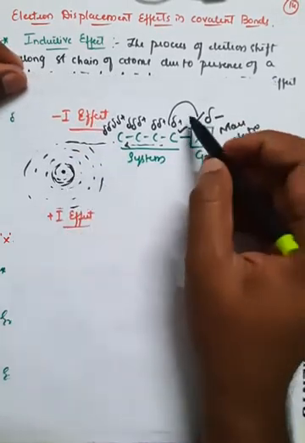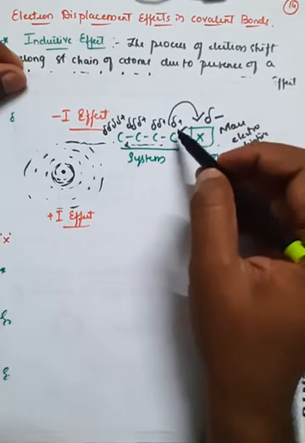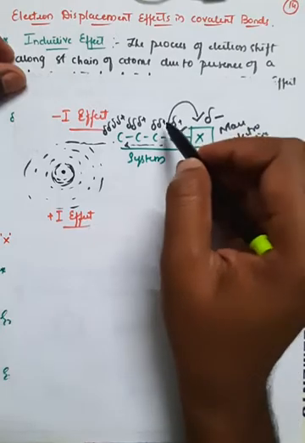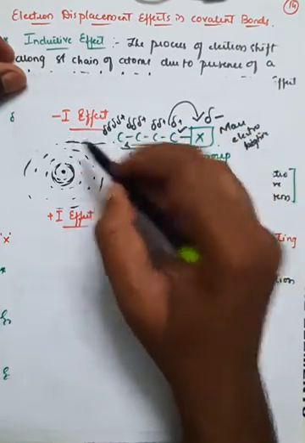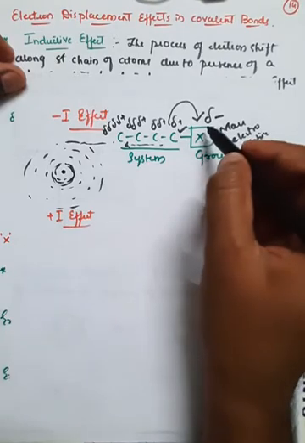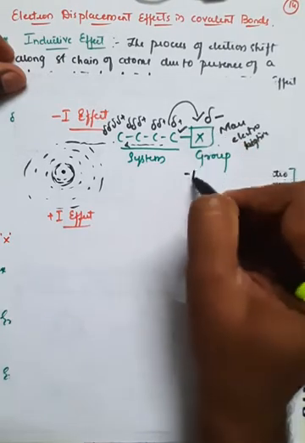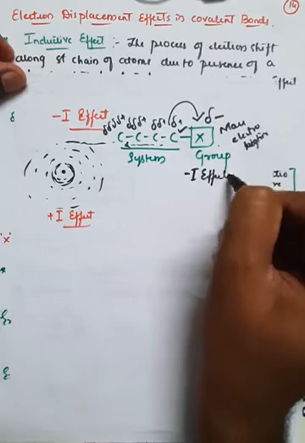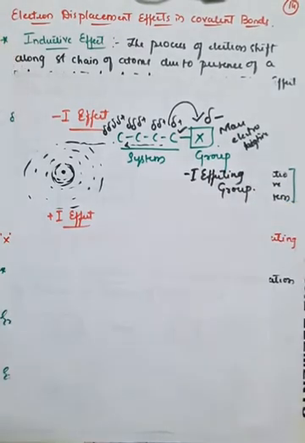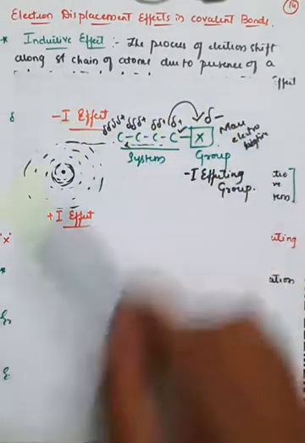Because of the extraction of electrons, the carbon atom which is directly attached to the group will get a partial positive charge, and the partial positive charge goes on decreasing when compared to the other carbon atoms. And here, this X is called a minus I affecting group. That group is called the minus I affecting group, right? So this is an example of the minus I effect.